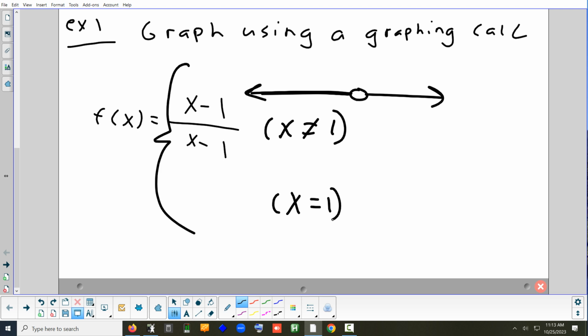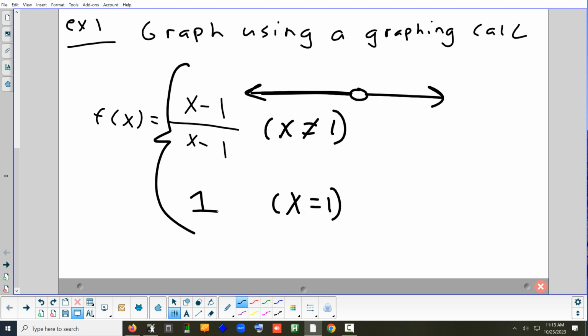we've got to do something different. What do I want to do different? I want to fill in the hole. So we graphed this earlier, what would I have to put here so that it would fill in that hole? Yep, it would just be 1.